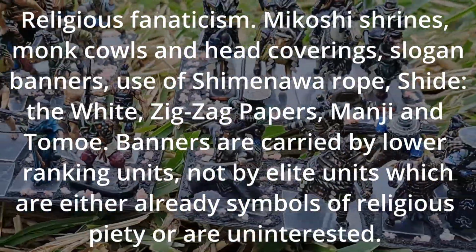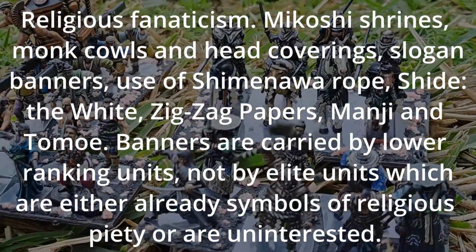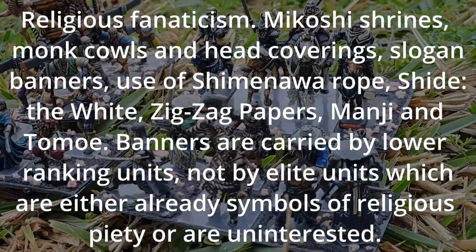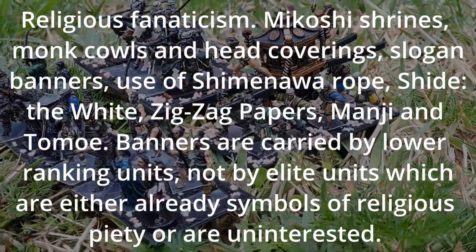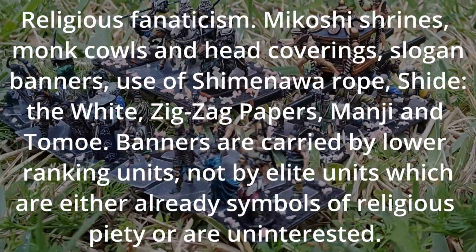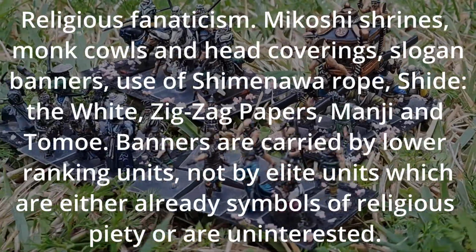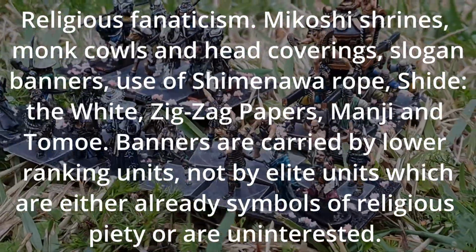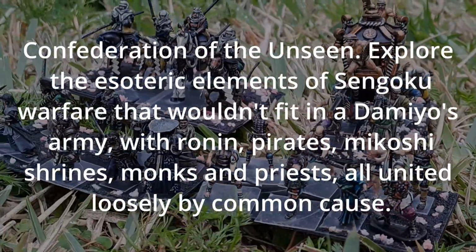Shide, the white zigzag papers. Manji. And Tomo. Banners are carried by lower ranking units, not by elite units, which are either already symbols of religious piety or are uninterested. Confederation of the Unseen.